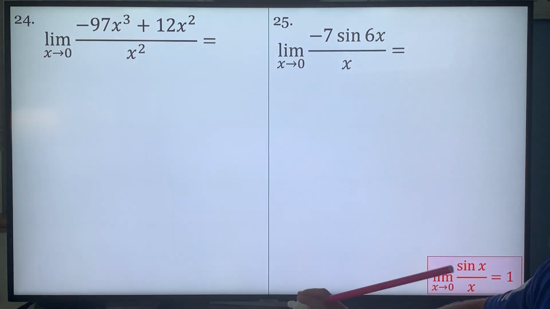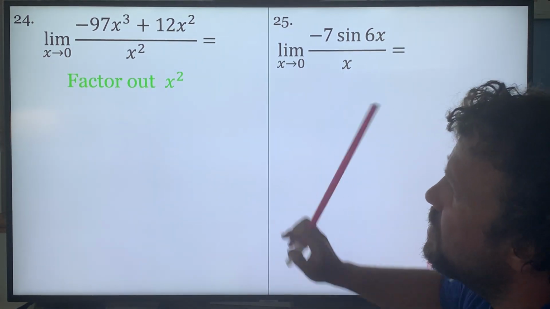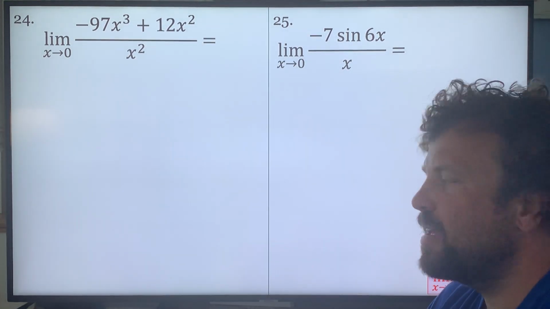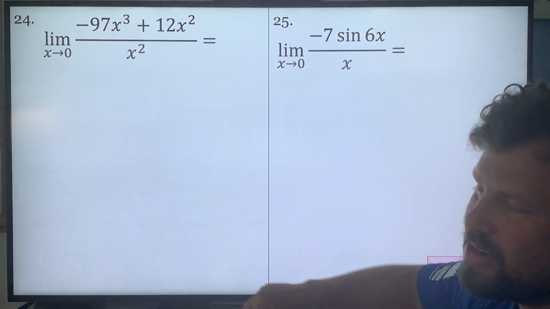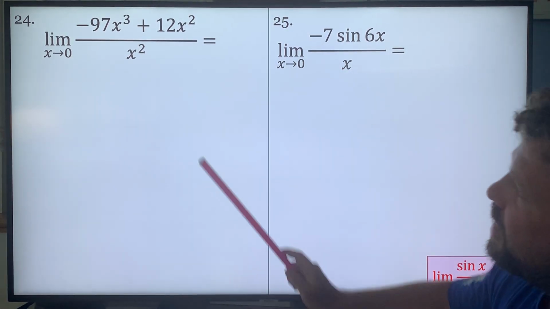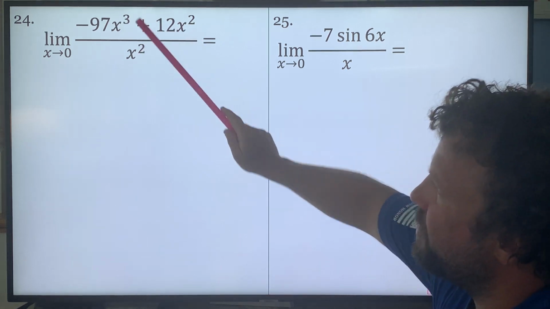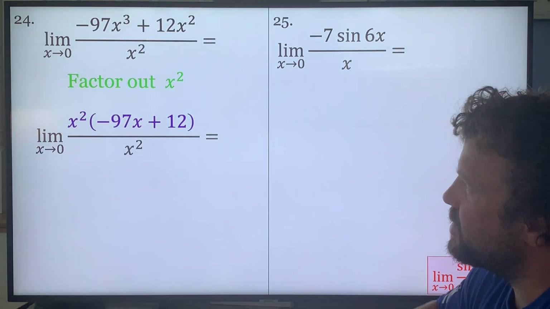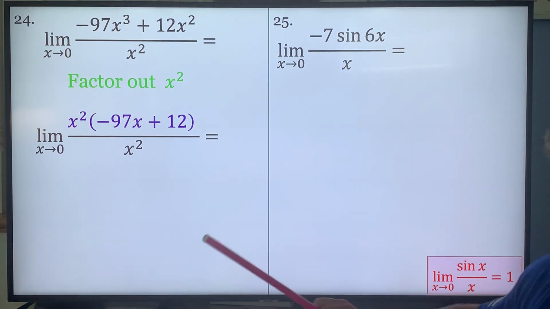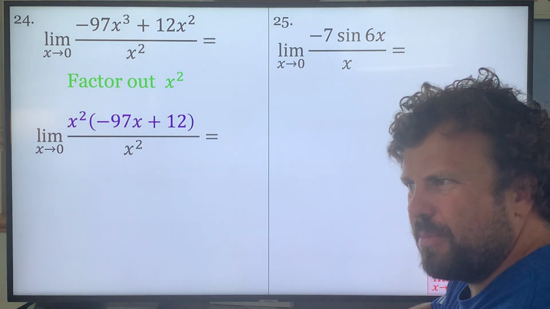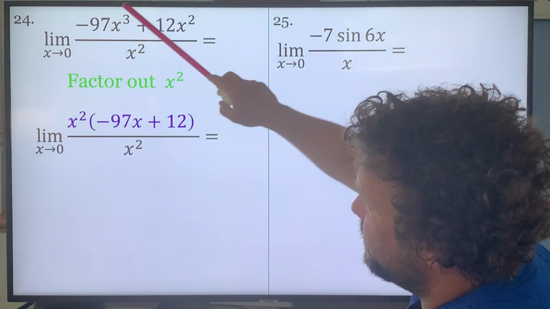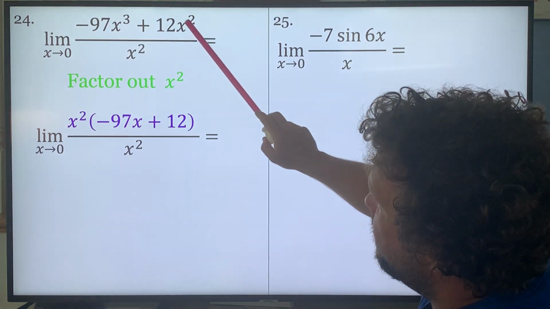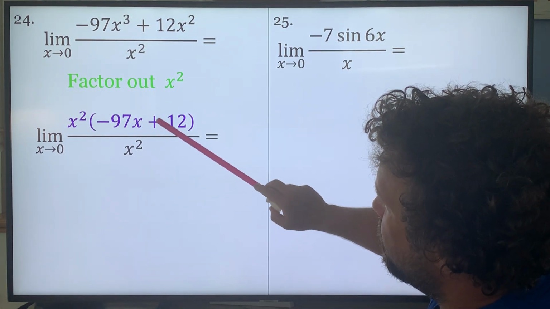What can we take out of problem 24? Because if we typed in a 0, oh, just give me the answer. If you put in the 0, you get undefined as an answer. No good. I could factor out x squared from all 3 of these. So when I do that, I pull the x squared out of the numerator. There's 2 ways to do this. This is the one way that the majority of my students over the years like. I don't like doing it this way, but it's fine. Take the x squared out, you're left with negative 98x plus 12.